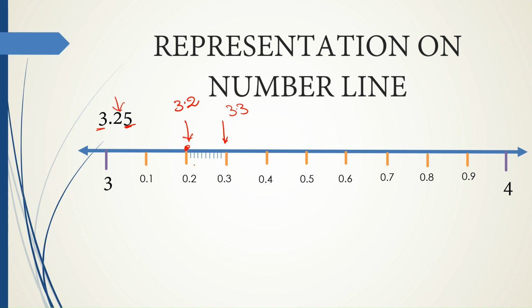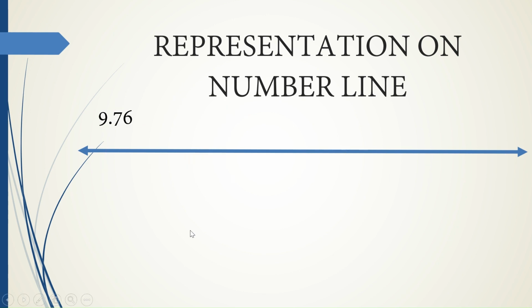So we'll count these markings here. This is 1, 2, 3, 4, 5. So this particular marking here would be for 3.25. Now we'll see how to represent 9.76 on the number line.